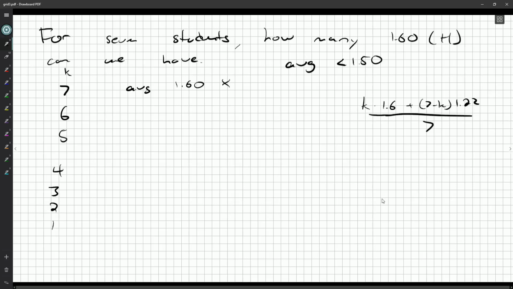So just so I don't have to keep repeating the calculation, I can grab my calculator right now and do it. The average for 6 of them is 1.54. The average for 5 of them is going to be 1.49. So 5 or lower is what we need. So let's imagine I had 7 students in a row.